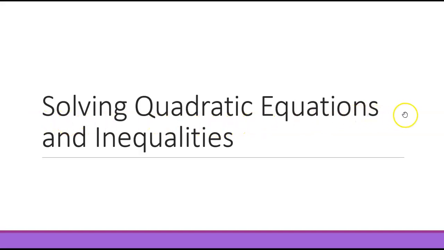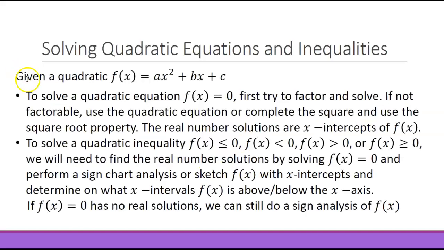Solving quadratic equations and inequalities. Given a quadratic, f of x equals ax squared plus bx plus c, to solve a quadratic equation, f of x equals 0, first try to factor and solve. If not factorable, use the quadratic equation, or complete the square and use the square root property. The real number solutions are x-intercepts of f of x.